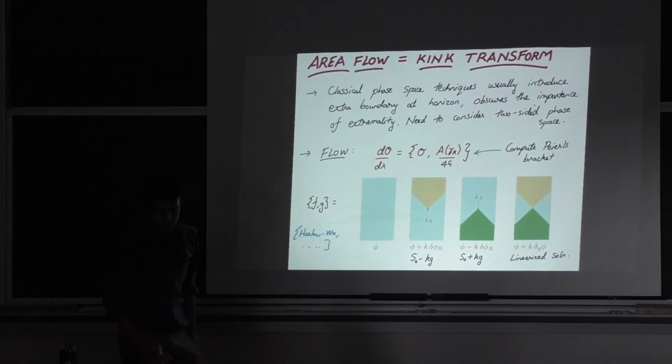Okay, good. So now finally, I can tell you why the area flow gives you a kink transform. And since we saw it's the same as the modular flow in certain cases, it's going to prove the kink transform.